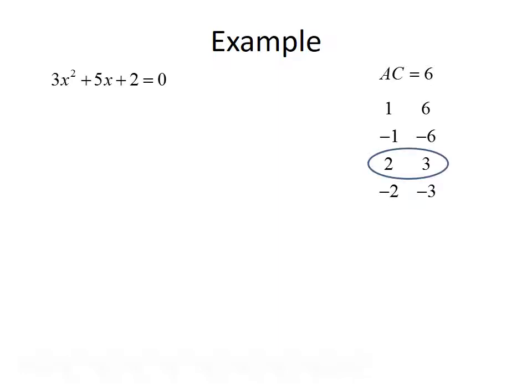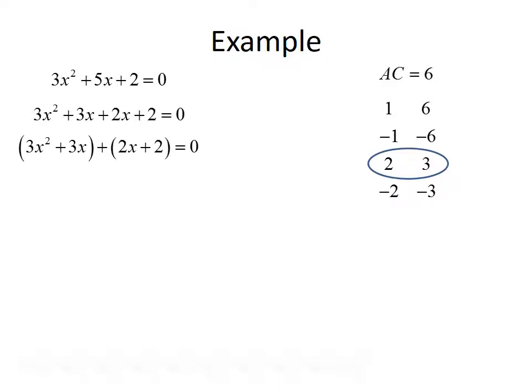Looking at those factors, we can see that 2 and 3 are the pair that add together to give us the middle term of 5. So we want to rewrite our quadratic equation using these factors of 2 and 3. Our quadratic equation can be rewritten as 3x squared plus 3x plus 2x plus 2 equals 0. Now we'll factor that by grouping. We group the first two terms together, and we group the second two terms together, and try to find a common factor to pull out from each group.